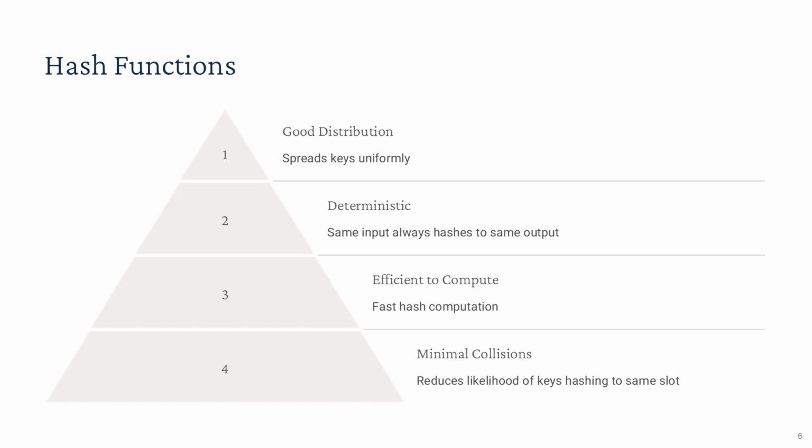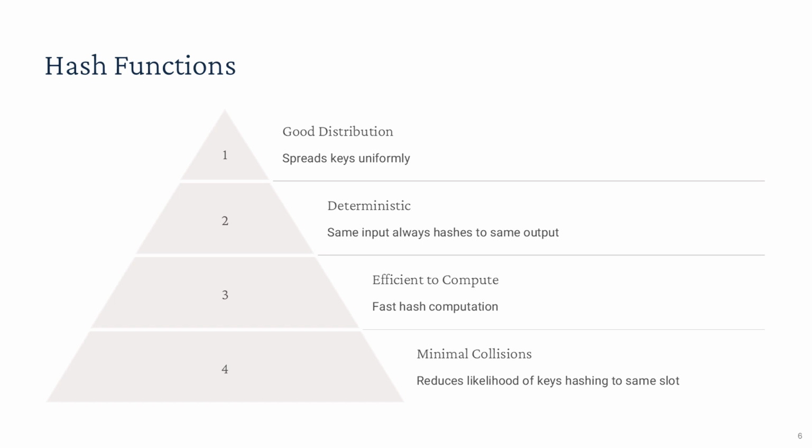Second, the hash function must be deterministic, meaning that the same key always maps to the same slot. This consistency is essential for accurate data retrieval. Additionally, the hash function must be computationally efficient, as its performance directly impacts the overall efficiency of the hash table. Lastly, the function should minimize collisions to reduce the need for collision resolution strategies.